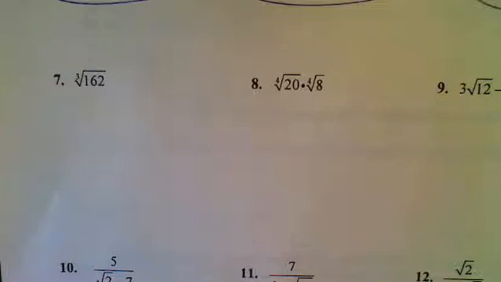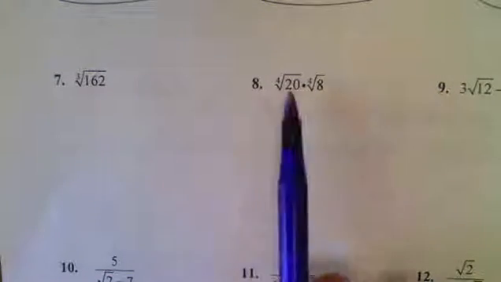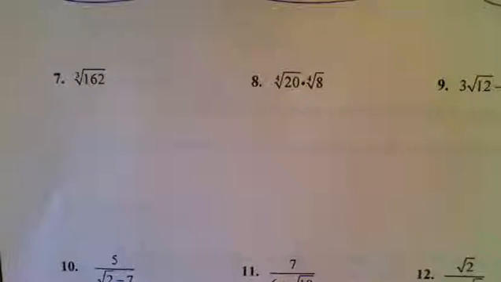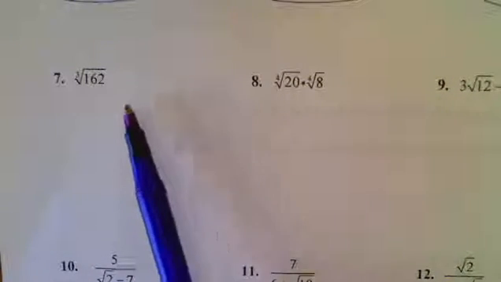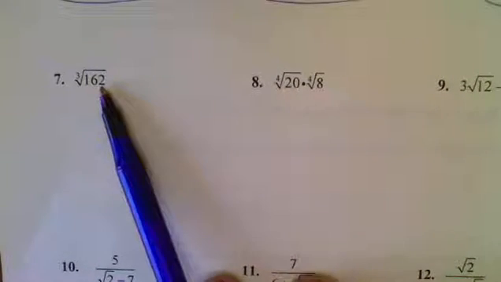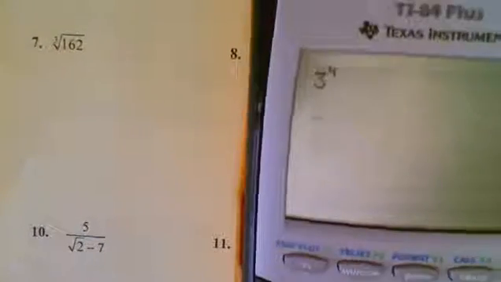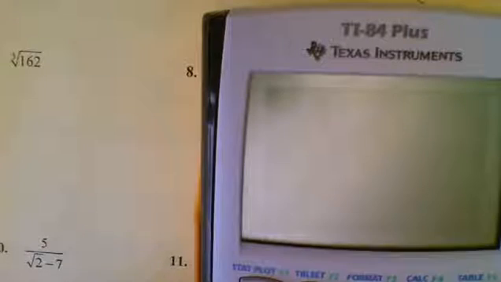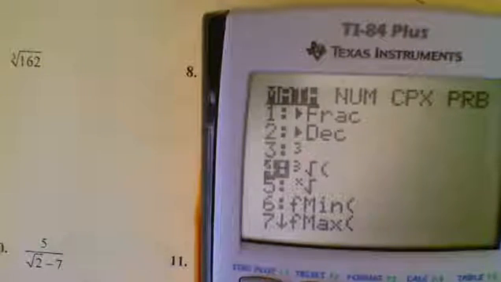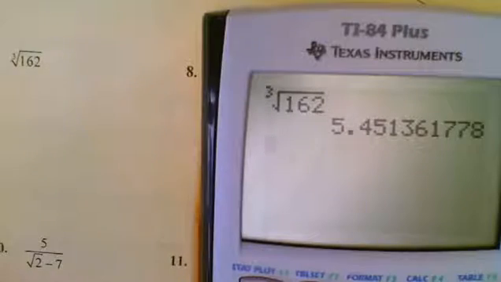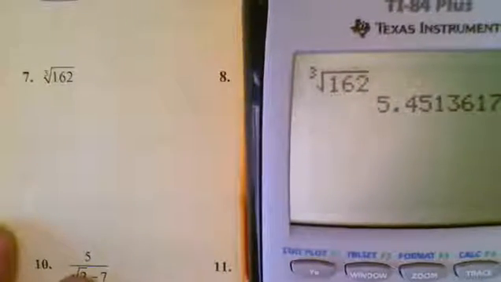All right, number 7, 8, and 9 all deal with simplifying radicals, and all have a little bit of different aspect to them that we need to talk about. So the first thing I would do with this is see if 162 is a perfect cube, or cubed root, I should say. So I would take the cubed root of 162 just to make sure it isn't, and it's not. So then I need to worry about simplifying it.